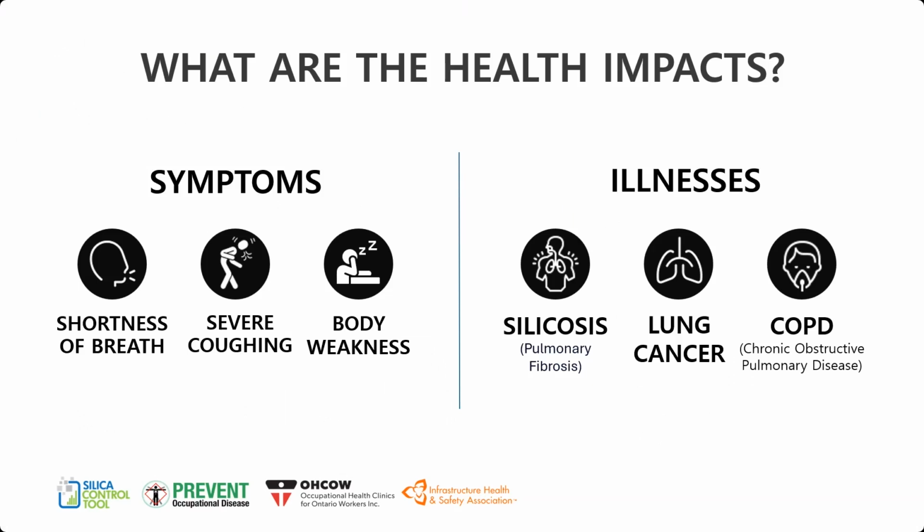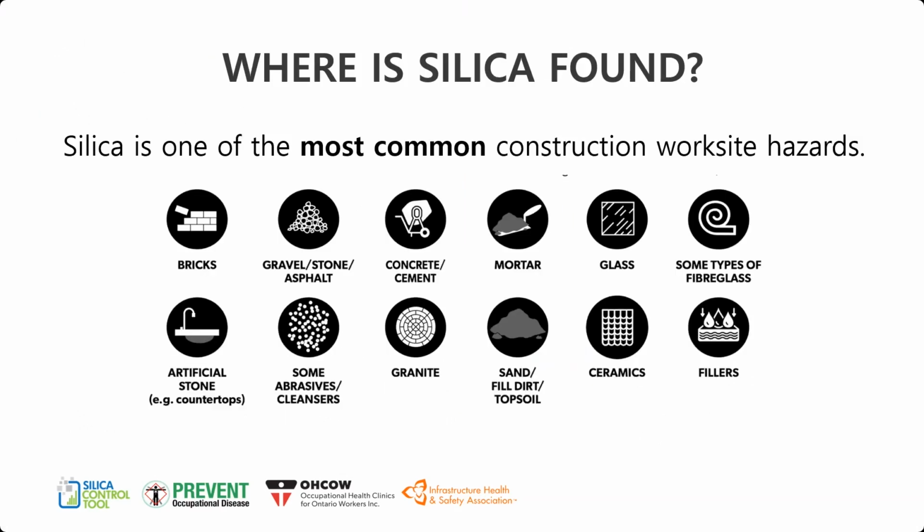So where is silica found? It's one of the most common construction worksite hazards. Here are a few examples of silica concentrations in common construction materials. Concrete and concrete blocks can contain up to 30% silica. Ceramic tiles can contain between 5 and 45% silica. Brick can contain up to 30% silica. Mortar can contain anywhere from 25 to 70% silica.